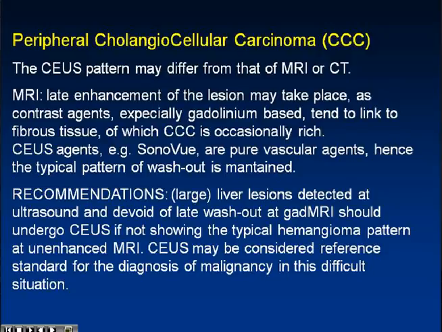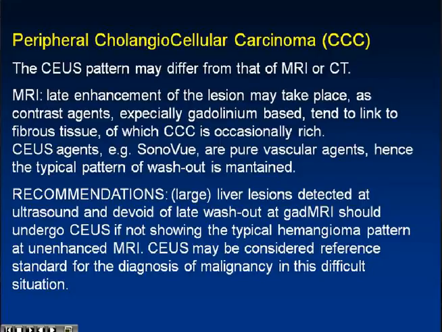This has been reported by many articles, whereas with CEUS, and especially with SonoVue, which is a pure blood pool agent, this does not take place, and hence you have the typical pattern of malignancy. So the recommendation is that if you have a large liver lesion detected at ultrasound and devoid of late washout at gadolinium MRI, this patient should undergo CEUS, if not showing the typical hemangioma pattern at enhanced MRI.